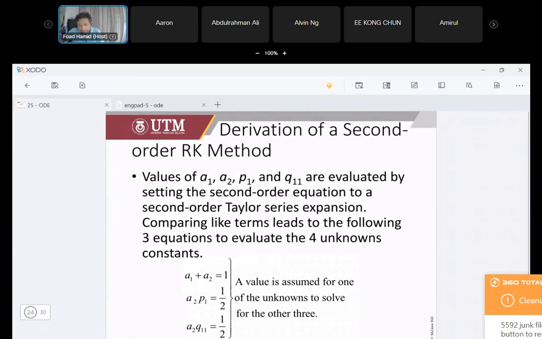I think I'm going to stop here. Be prepared to receive a new assignment on ODE, a new project for project 2, because today is the due date for project number 1. I think that's it. This will end our session.